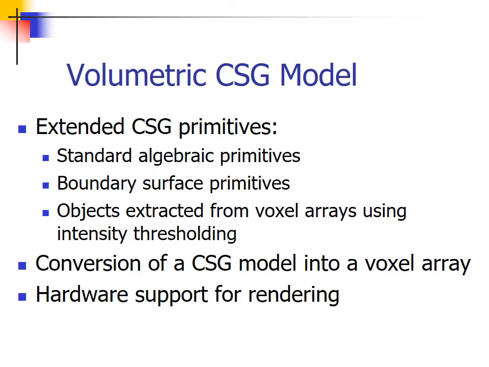Volumetric CSG model is an extension of CSG model which has extended CSG primitives such as standard algebraic primitives, boundary surface primitives, and objects extracted from voxel arrays using intensity thresholding. Also, this technique supports conversion of a CSG model into a voxel array and hardware support for rendering.